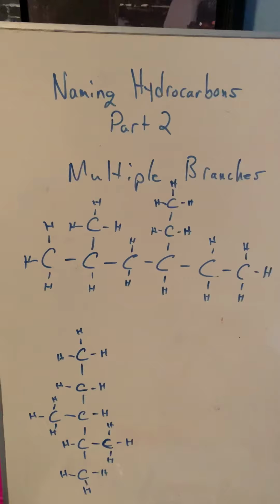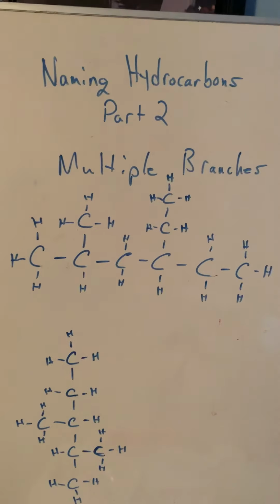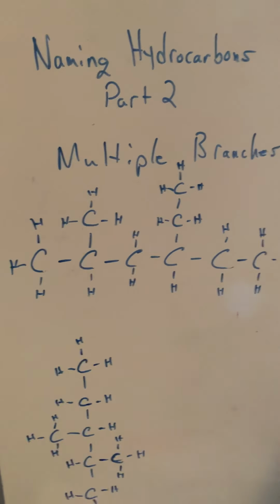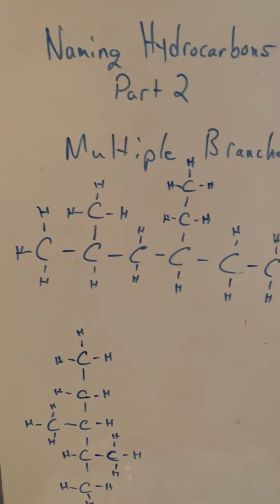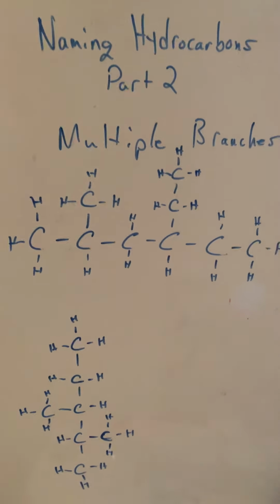Okay, our next video here is naming hydrocarbons part 2, multiple branches. So we've done alkanes with straight chains. We've done alkanes with one branch. Now, what happens if there's multiple branches coming off?